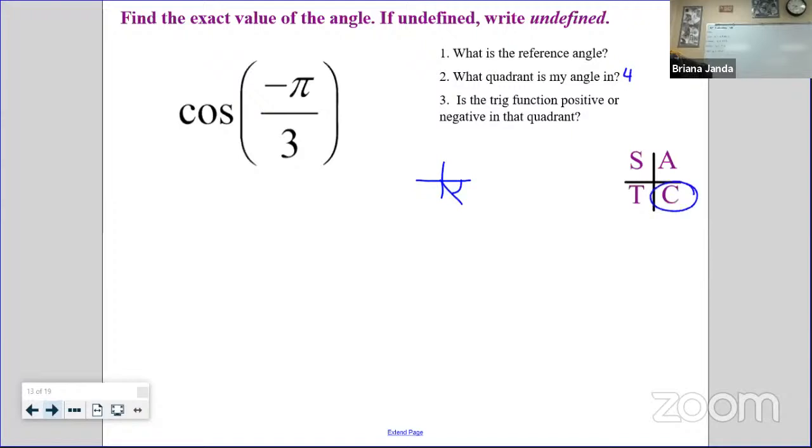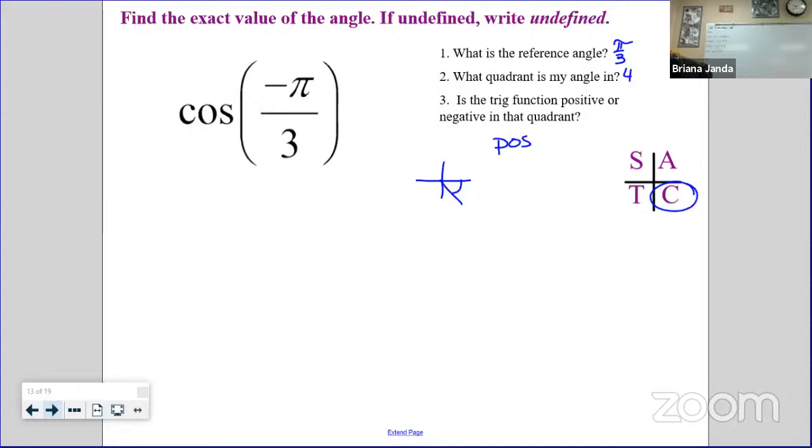My reference angle is, ooh, this is why we love radians, because our reference angle is easy. Pi over 3, right? Pi over our denominator. So my reference angle is pi over 3 in quadrant 4, and we're doing a cosine problem. Is my answer positive or negative? Positive. Even though the question had a negative in it, remember that does not impact the answer. Cosine does, right? All students take calc.